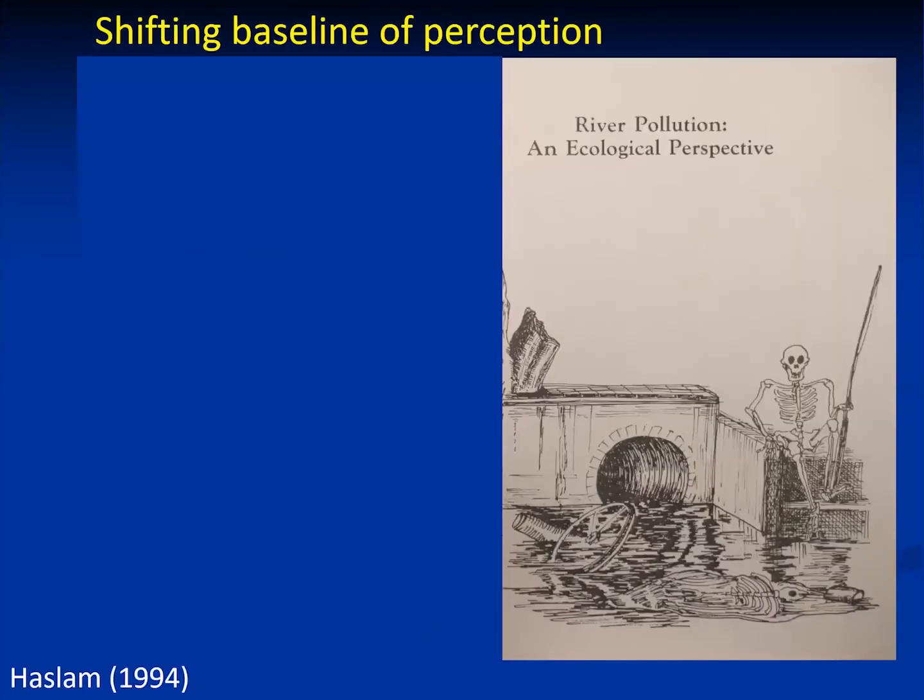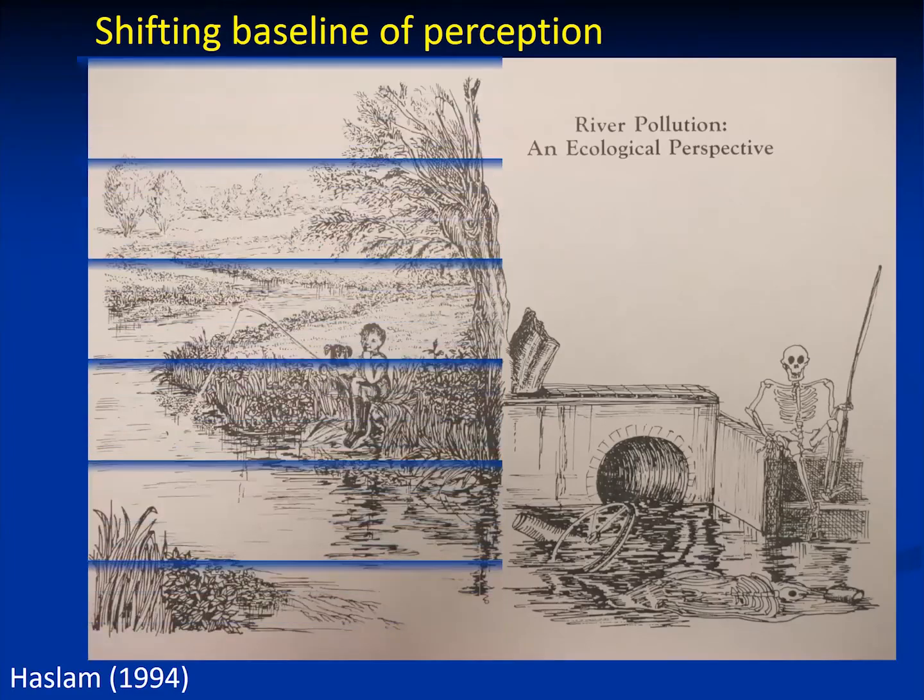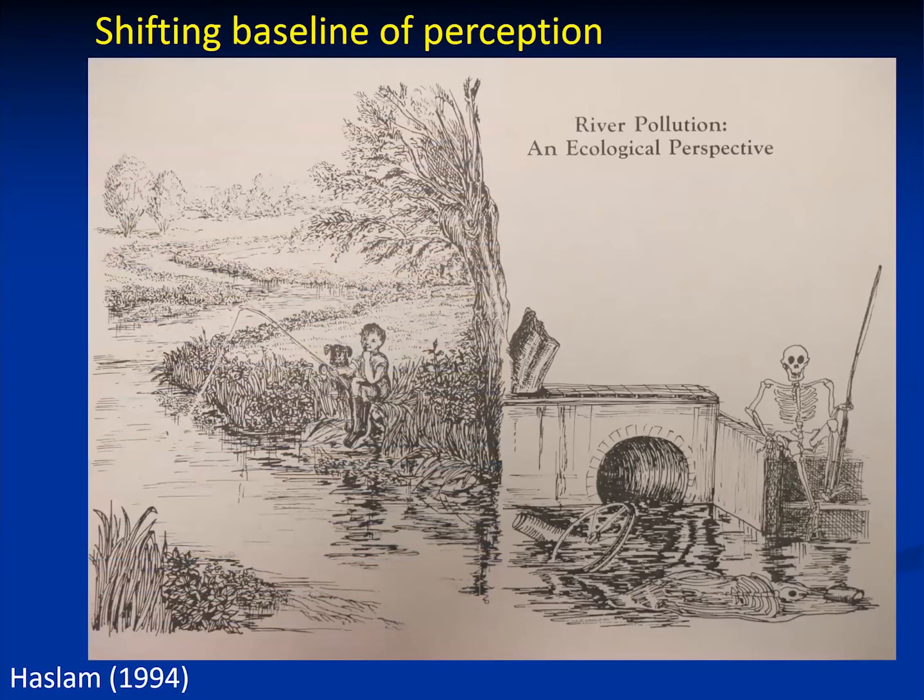So I'll start with this idea of shifting baseline of perception. This is actually the inside front cover of an English textbook on river pollution. And of course, everyone would agree that this is a very unhealthy, unattractive river. But what I found interesting was the opposing front cover, which is very bucolic and much more attractive. But the more I looked at it, the more I thought, well, if this is supposed to be England, England historically was densely forested. There's very little forest cover along this river.